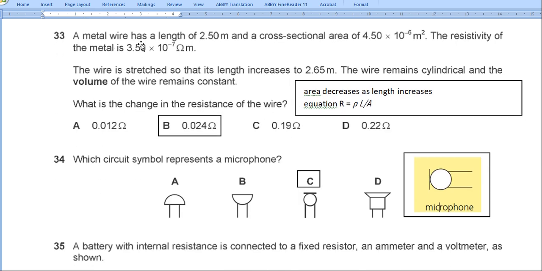A metal wire has a length so much and cross-section area so much. The resistivity of the metal is so much. The wire is stretched so that its length increases to 265. The wire remains cylindrical and the volume of the wire remains constant. As length increases, area decreases by the same factor, so the equation is resistance equals rho L over A, and we should get answer B.